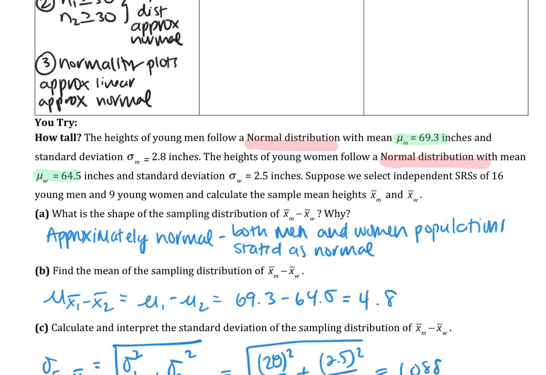And same thing, the standard deviations are provided here. Sigma sub m and sigma sub w are provided, so we can just plug them directly into the formula to find the standard deviation for the difference of means. Hopefully you see some similarities between this and what we have been learning not only this unit, but for the last couple units. We're going to work on confidence intervals as well as tests with difference of means coming up.